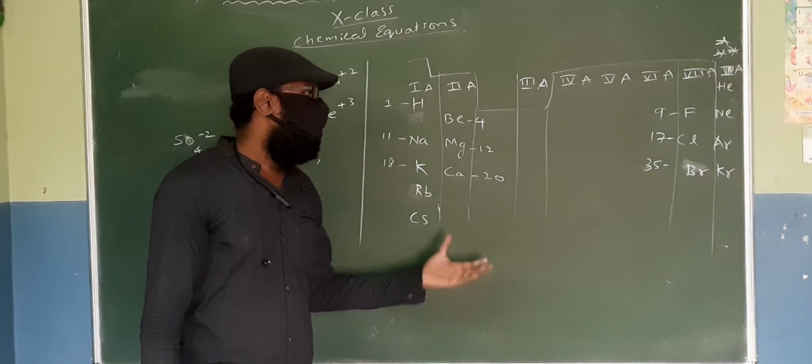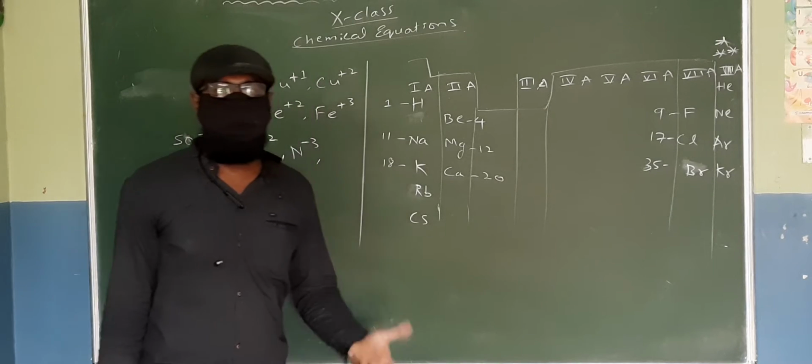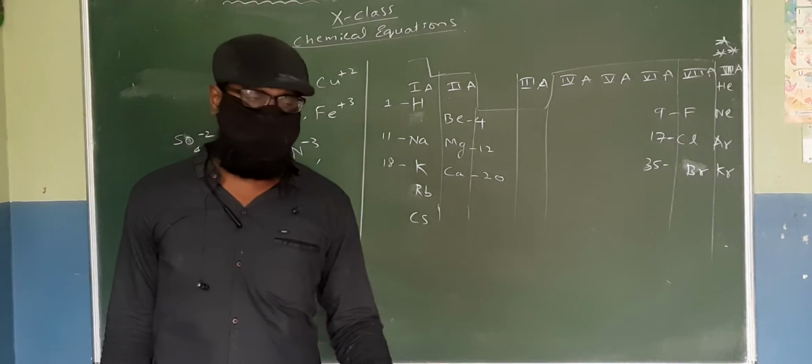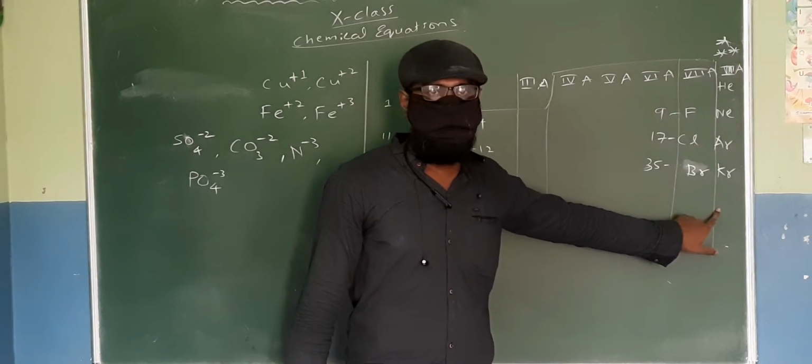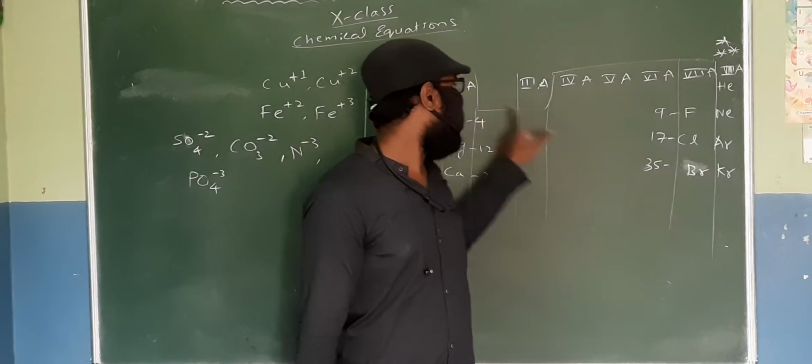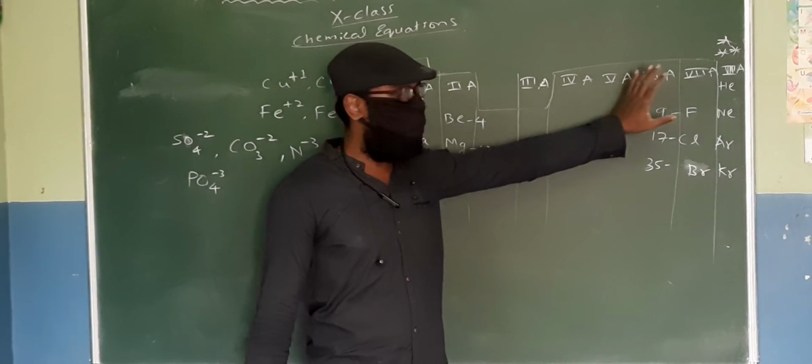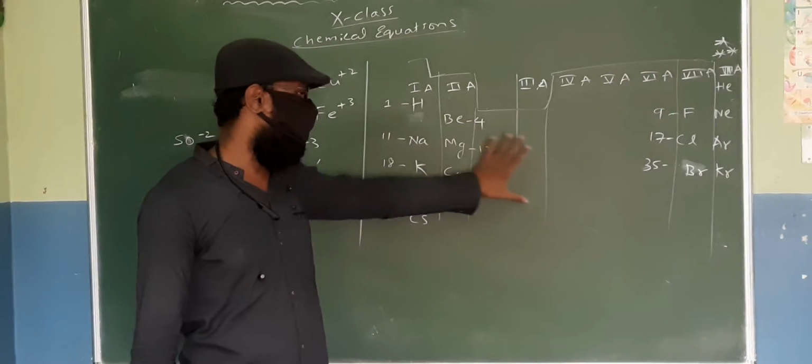And as I said in the previous class, any element will try to either lose electrons or gain electrons to get the same number of electrons as 8A. That is true only for the set A elements. Mind you, we are talking about set A only. I am not talking about set B.